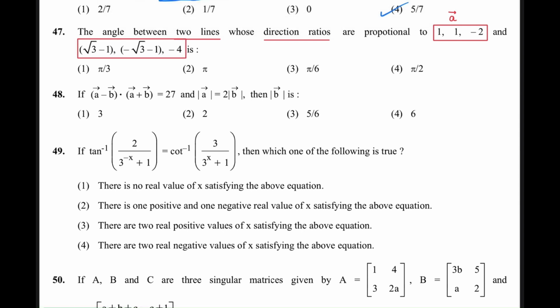So these are already given, right? The a vector and b vector are already given. We need to find the angle. How do we find the angle? The angle formula is a dot b equals magnitude of a times magnitude of b times cos theta, where theta is the angle between them, right?